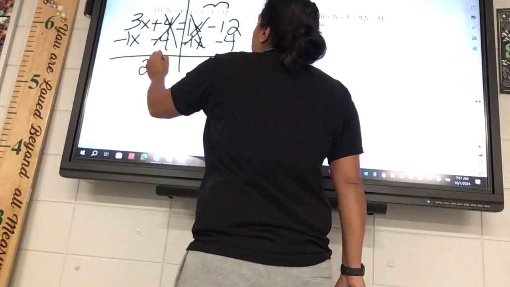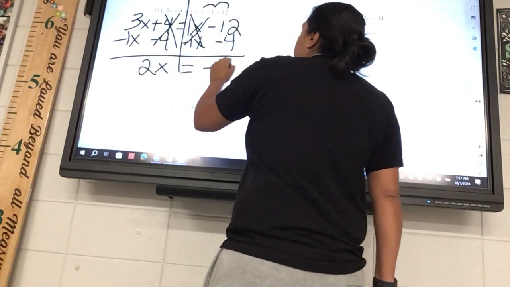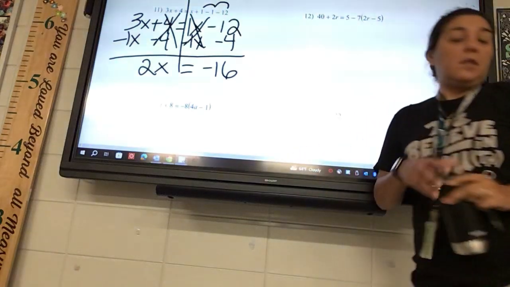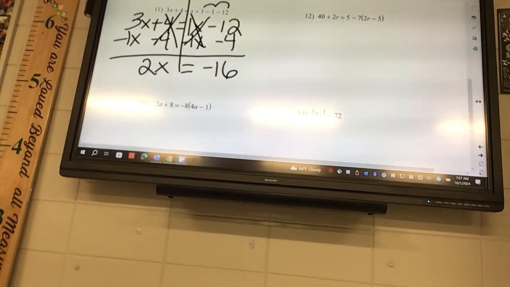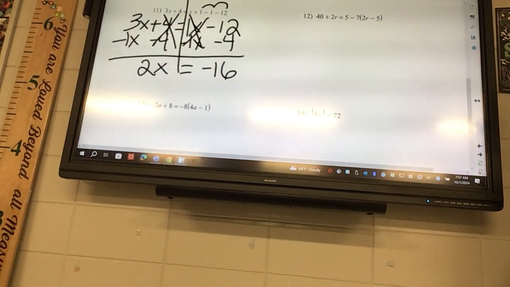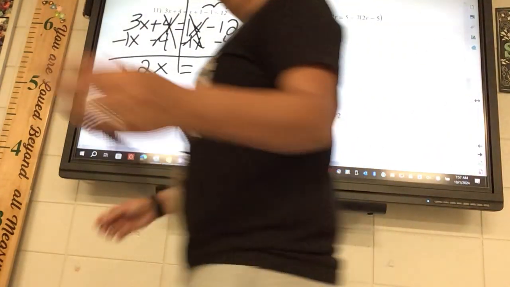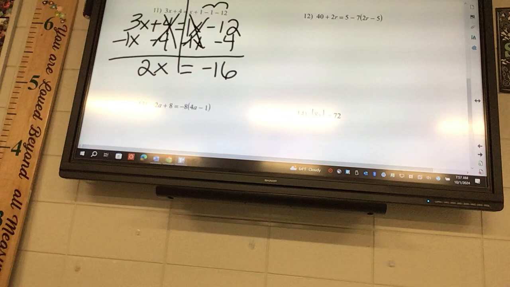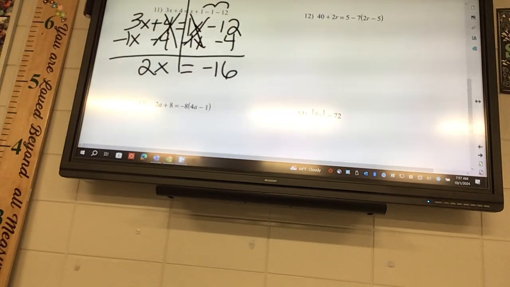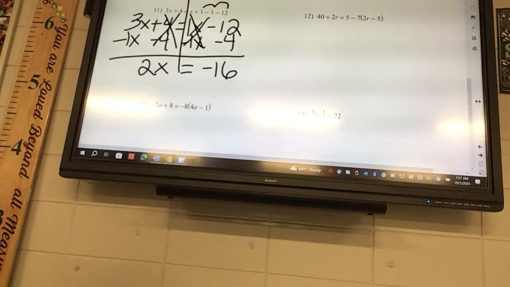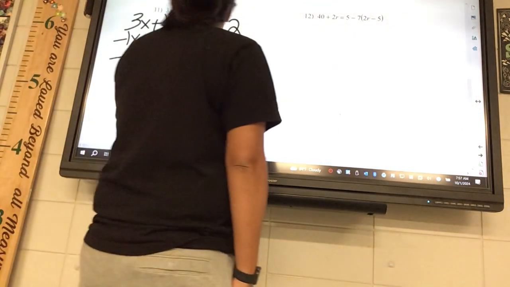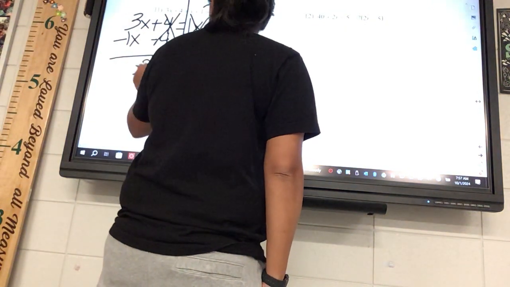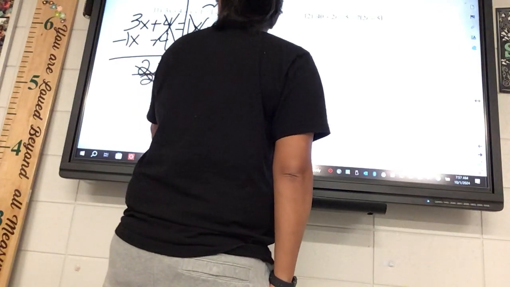Okay, so I'm gonna get 2x equals negative 16. Good morning. And then what? We're gonna divide by 2. So we get x equals negative 8.